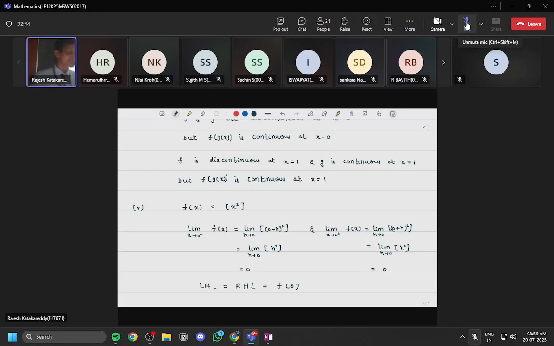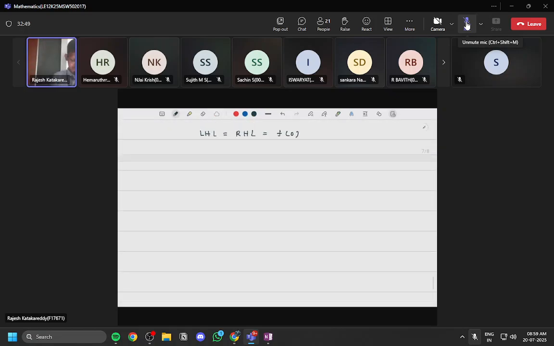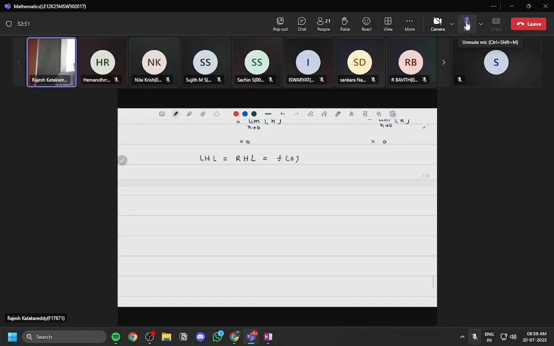Are we done in this? So let us go up. Reasons of discontinuity will be the subheading, and then let us learn about it.